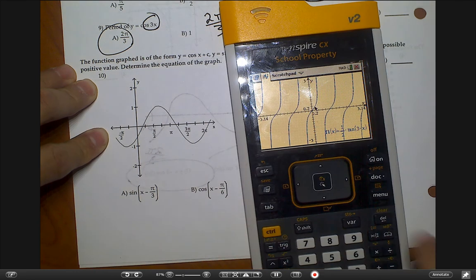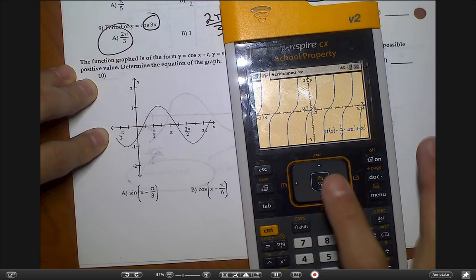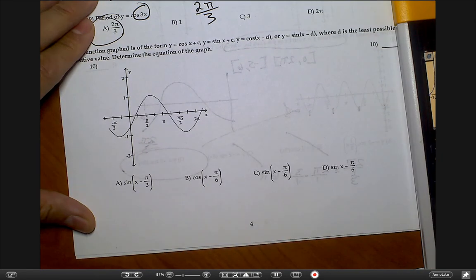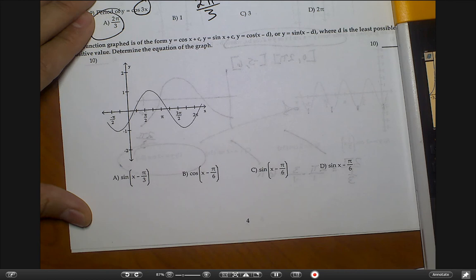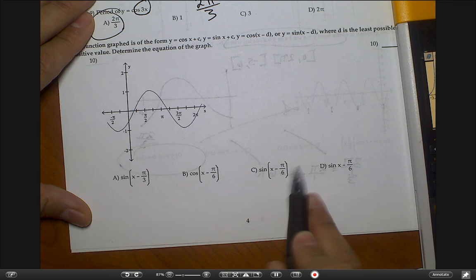So I'm going to do the window first. What would my window be here? Wait, I'm confused because C and D are the same thing. No, they're not. Sine of X. No, this one right here has a vertical shift where this one has a phase shift. The parentheses means that much.